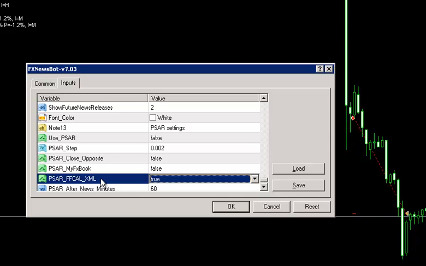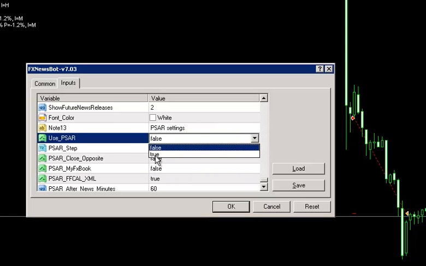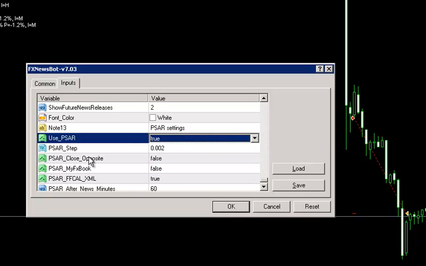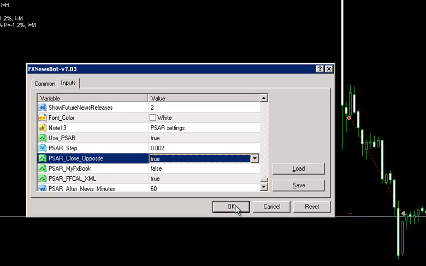So the way this will trade, when this is on true, you have to also have this on true. This is the PSAR. I'll show you that in a second. And close that opposite PSAR. I'll just put that on true. And PSAR after news minutes, 60 minutes. So what this would do, if I put this on true right now, it'll turn off my FX book.